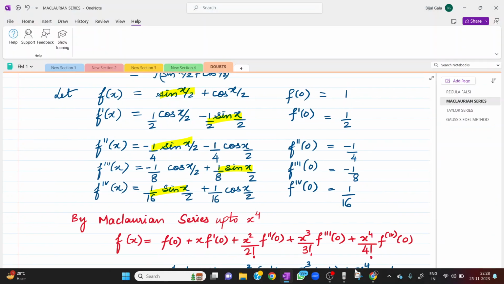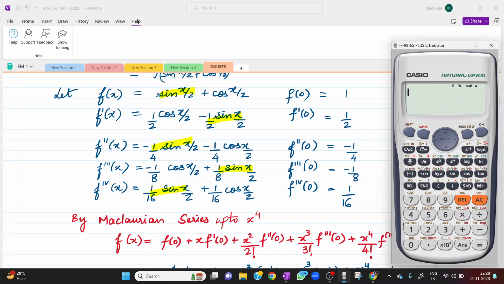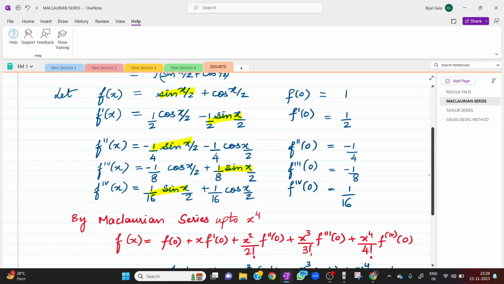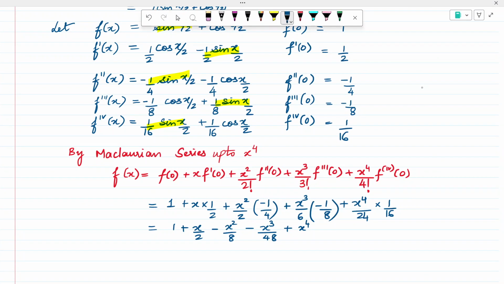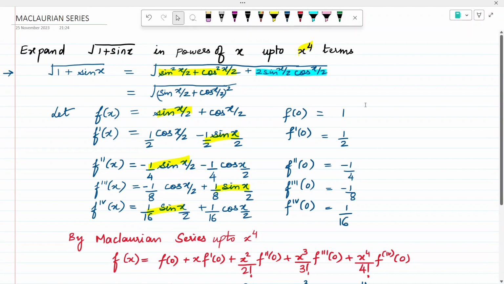So 24 into 16, that gives me 384. So yeah, divide by 384. So yes, this is your answer for the required question. I hope the question was clear. The only trick was the expansion. So expansion में 1 का formula use किया है as sin square theta plus cos square theta, and x by 2 इसीलिए लिया because sin x है, तो उसको half angle formula use किया है.